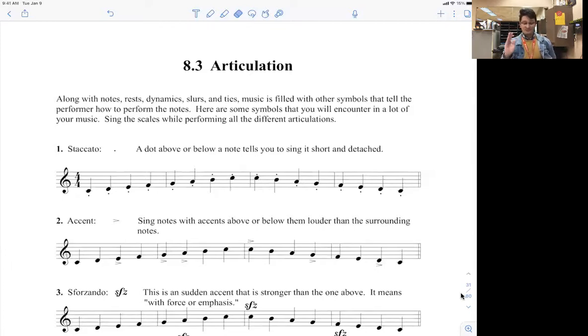So there's space in between them and they're short and detached compared to a regular scale, which would be legato, where it's connected. Do, re, mi, fa, sol, la, ti, do. So I'm singing through each of those notes and all of those notes are connected.